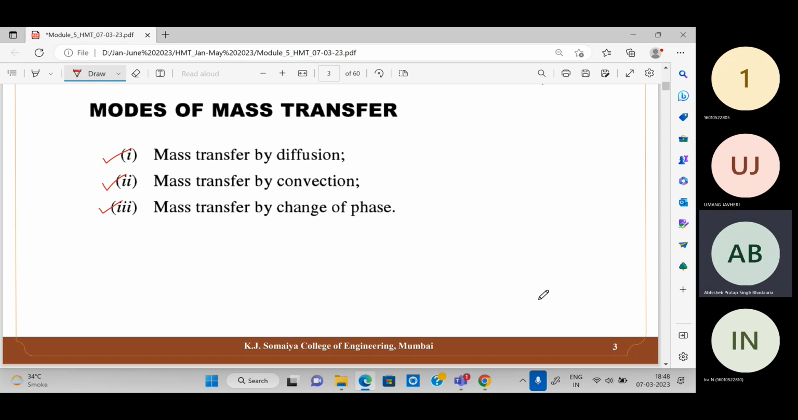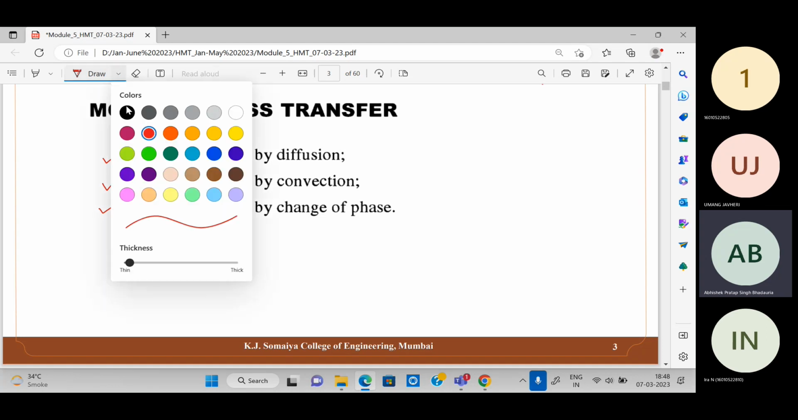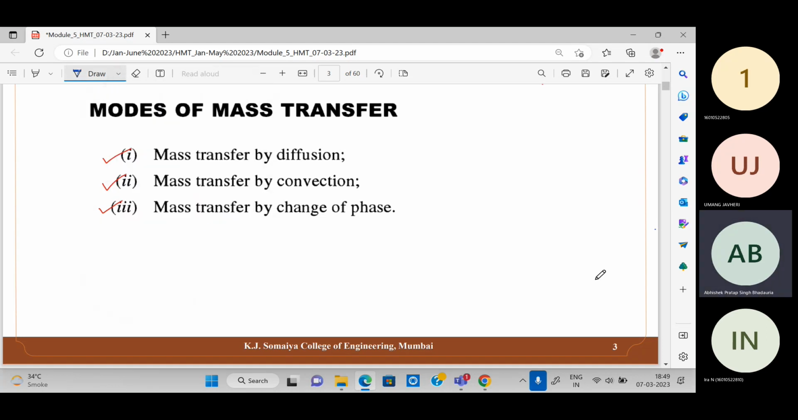Thanks. So these are the modes of mass transfer. Number one, mass transfer by diffusion. Second is mass transfer by convection, and third is mass transfer by change of phase. Let's talk about all of these one by one. The first one is mass transfer by diffusion.